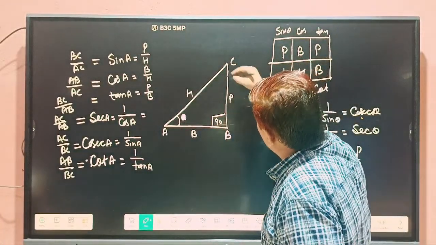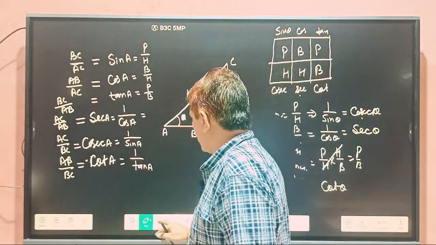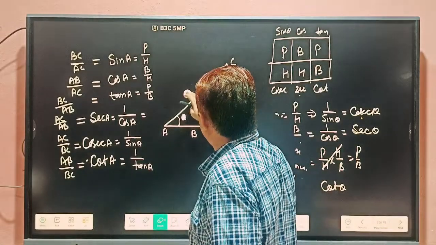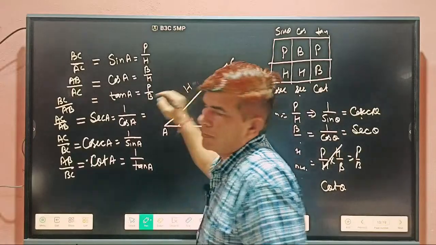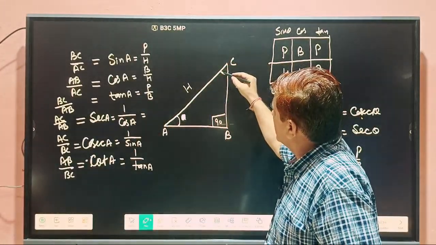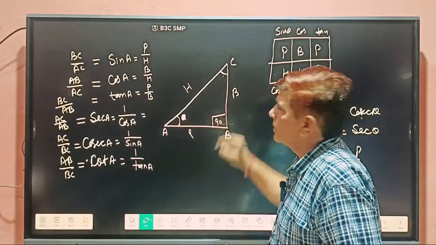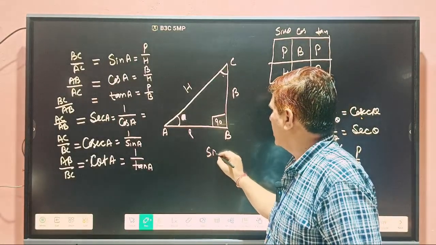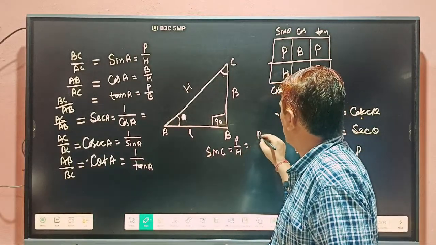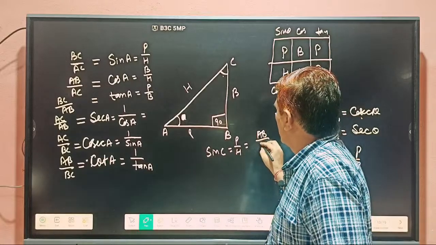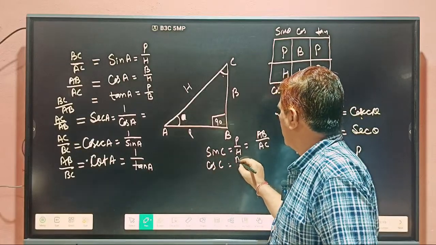And if we make this angle C, then what happened? So this remains fixed. So the angle is this. So its opposite side is this. This is the perpendicular and this is the base. So what's sine C? Perpendicular by hypotenuse. Which one is the perpendicular? AB by AC.